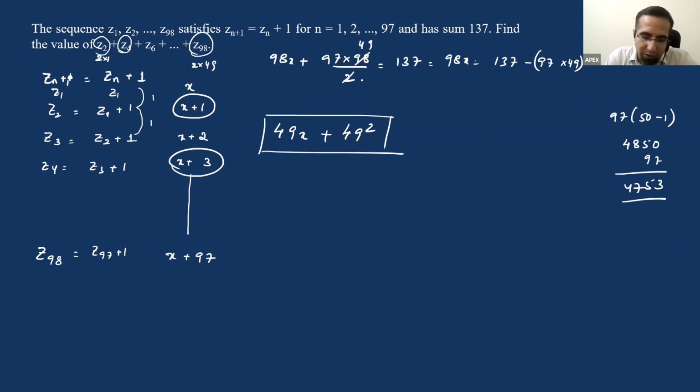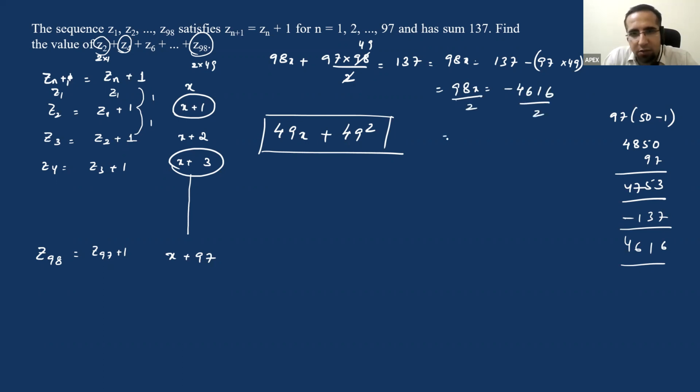Now to subtract 137 from here. Right, so minus 137 will give you how much? This will give you 4616. So we get 98x is equal to minus 4616. If I divide by 2 on both the sides, we get 49x is equal to minus 2308. Clear? So you have minus 2308 plus 49 square.